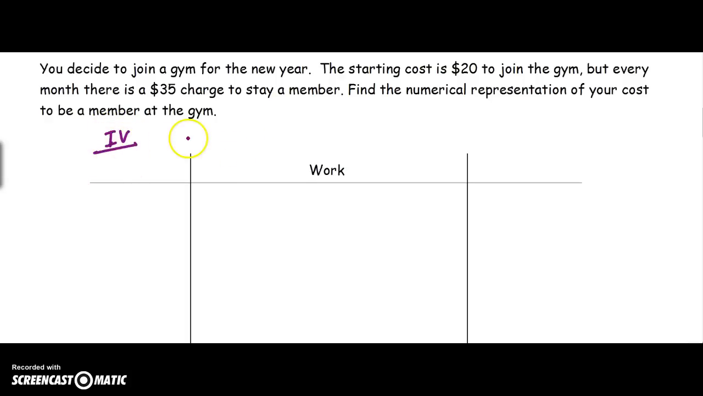So what was our independent variable? It was number of months you were at the gym. Our dependent variable is what we're going to get out of this function. So dependent variable is the total cost.